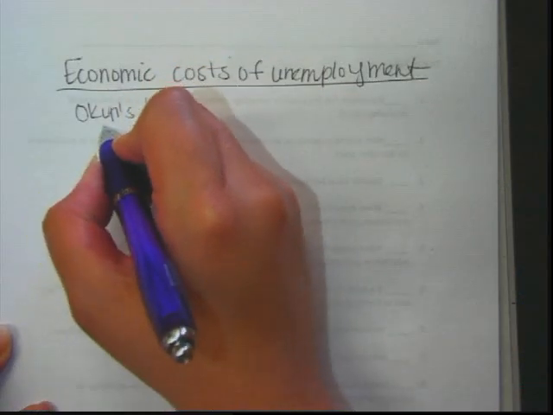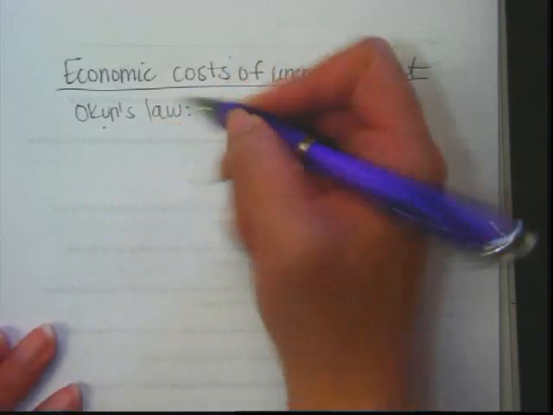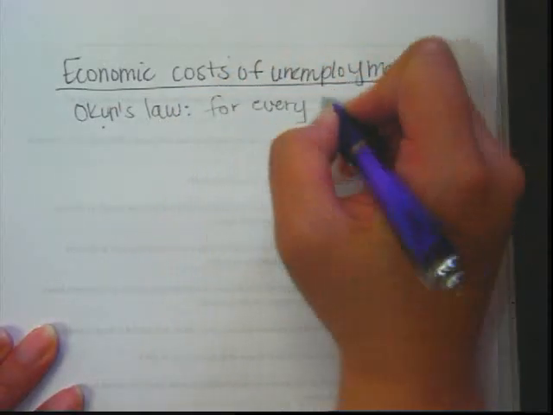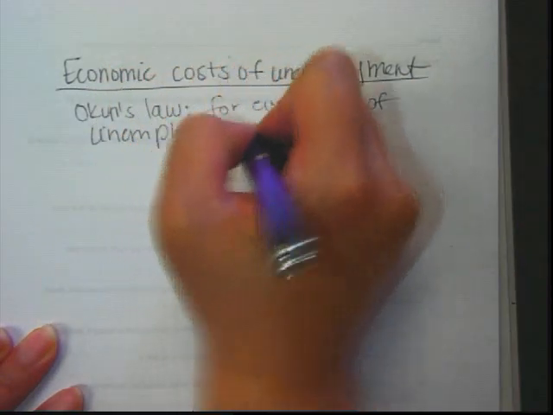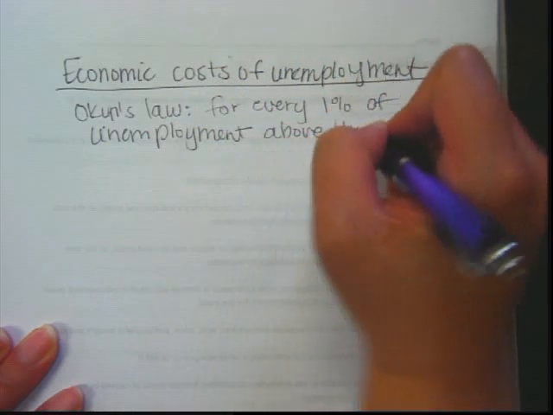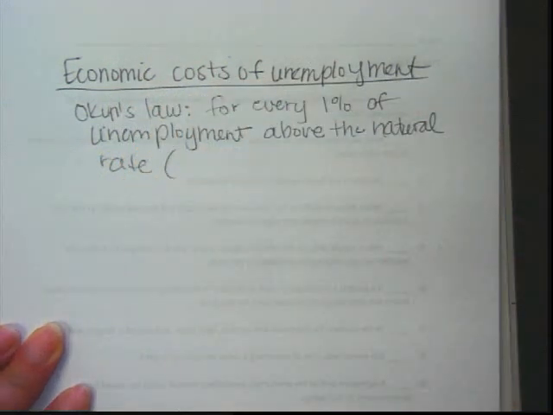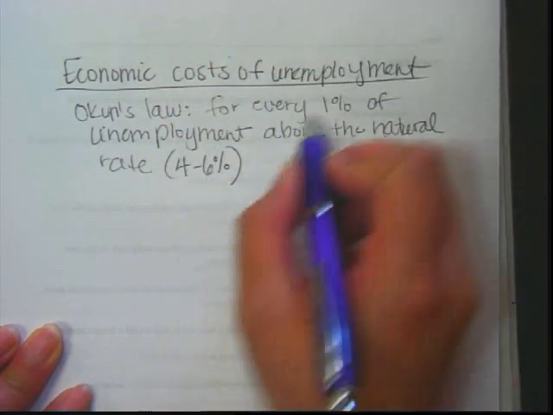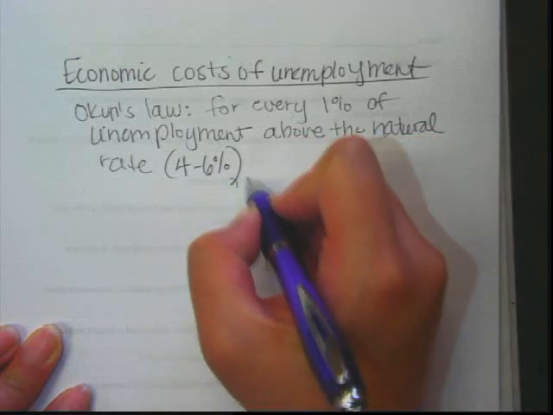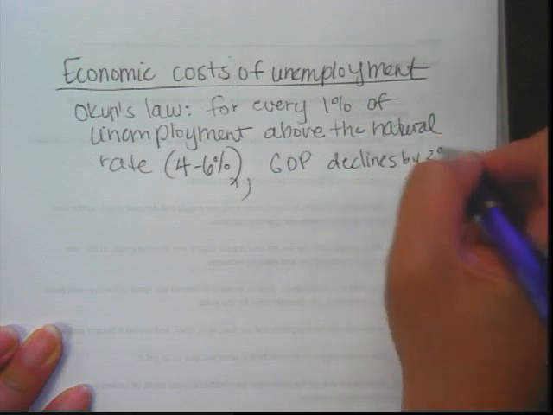Arthur Okun was an economist who found a relationship between GDP, what we have been talking about, and the unemployment rate. And he found that for every 1% of unemployment above the natural rate, by the way, what do our policymakers think is okay? What range of unemployment? Good. 4 to 6%, so for every 1% of unemployment above that, GDP actually goes down by 2%.